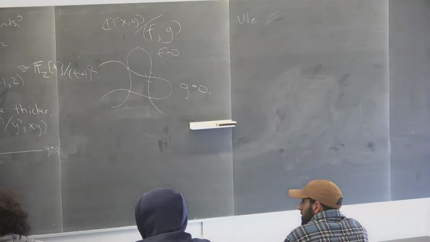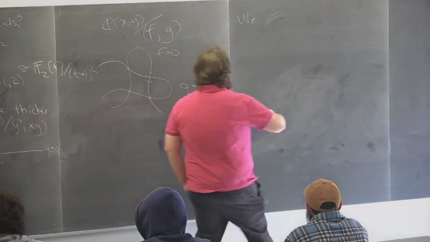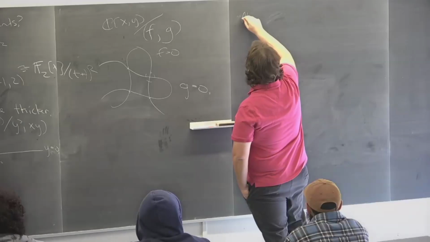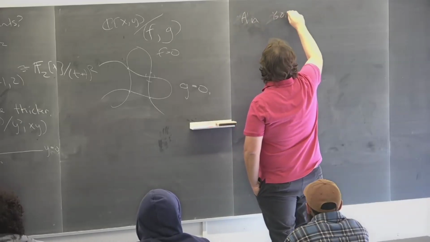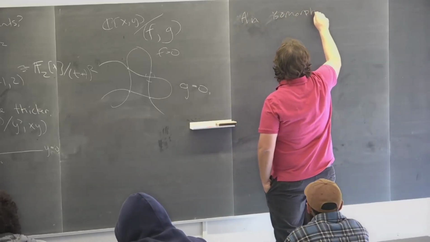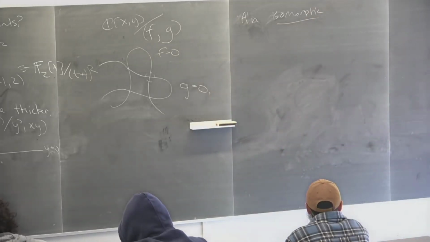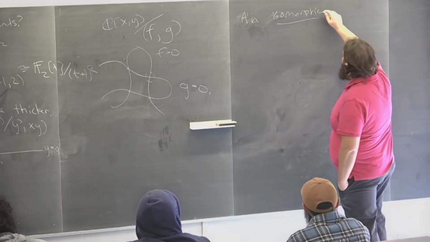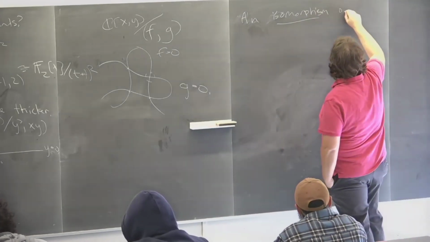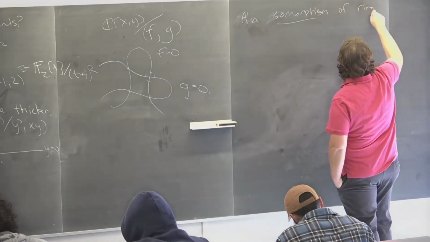I just went past the first definition. So we talked about ringed spaces. We should talk about what it means for ringed spaces to be isomorphic. Note, I'm not discussing general morphisms. It's often easier to talk about isomorphisms first. So an isomorphism of ringed spaces.